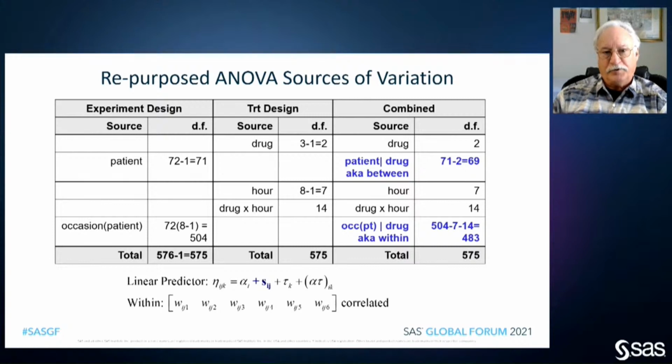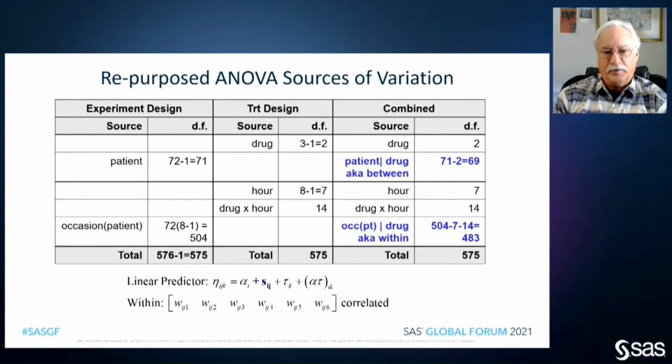If we look at the repurposed analysis of variance, we have drugs. Those are applied to each of the patients. So we have patient within drug. In repeated measures terminology, that term is called the between subjects variation. Then we have the hour effect, the drug by hour effect, and then we have the occasion within patient after accounting for drug. And in repeated measures lingo, that's called the within source of variation. The within sources of variation are assumed to be correlated, so we have to deal with that correlation structure.